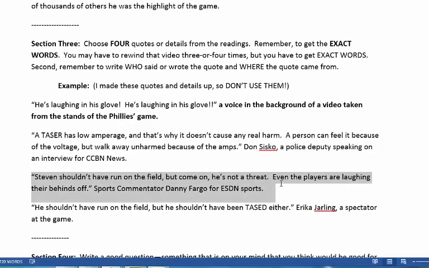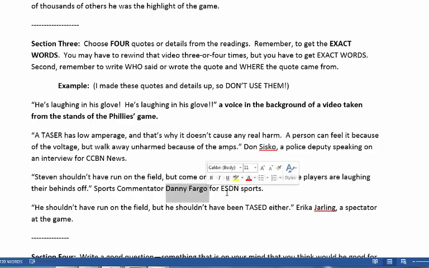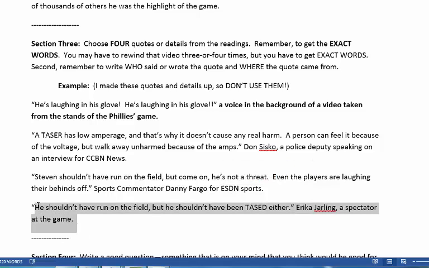Again, here's another quote. Steven shouldn't have run the field, but come on, he's not a threat. Even the players are laughing their behinds off. And I say, again, who said it? Danny Fargo for ESDN Sports. Okay, I made that quote up. Again, I'm just making stuff up for illustrative purposes, just to show you what I mean. And finally, here's a fourth quote.